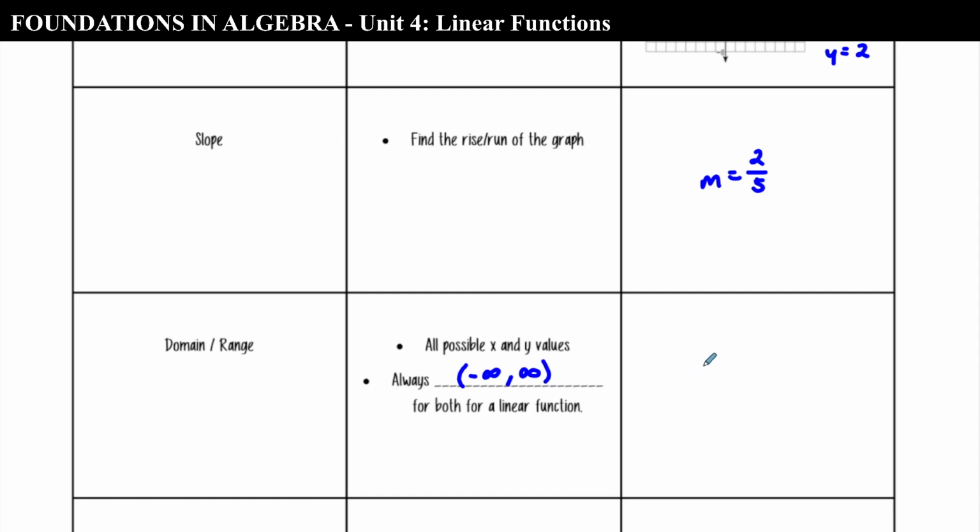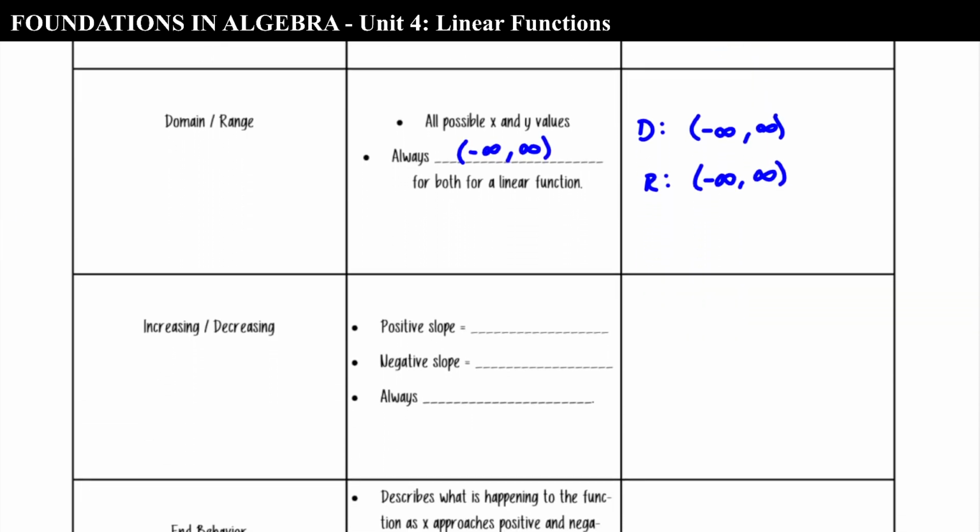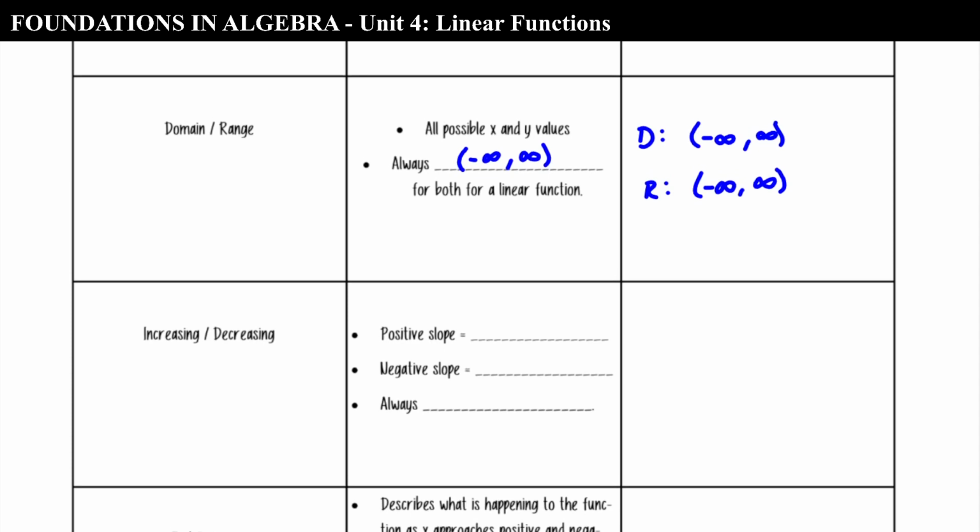So for the graph that you had above, your domain is -infinity to +infinity. Your range is -infinity to +infinity as well. In most cases, this is going to be your domain and range. For increasing and decreasing, if you have positive slope, then your graph is increasing. If you have negative slope, then your graph is decreasing.